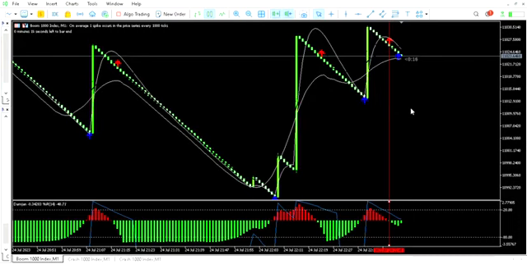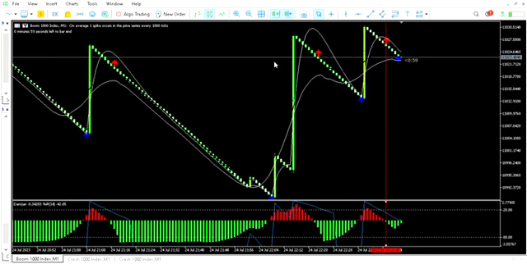The same applies to Crash 1000. With Crash 1000, the candlesticks will not be going down, but they will be going up. It's the same concept, Boom 1000 and Crash 1000. It's just that the candlesticks are going in the opposite direction. So that's how you get to make money with Boom 1000 or Crash 1000.